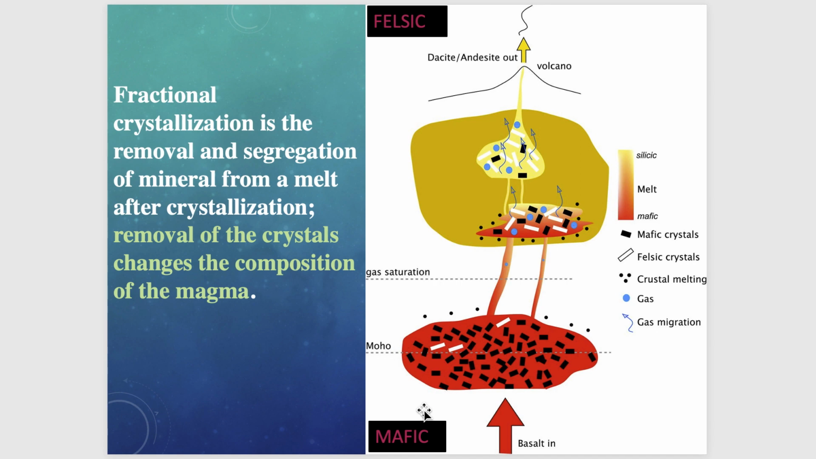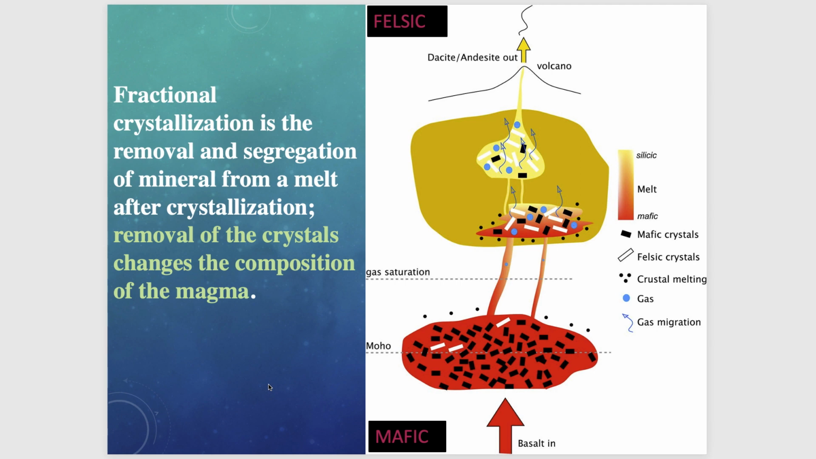So you have to imagine that several magmatic chambers can be stacked on top of each other, and this will result in different intrusive rocks forming depending on the level in the crust in which the magmatic chamber is placed, and also the level of fractionation. So fractional crystallization is the removal and segregation of mineral from a melt after crystallization. Removal of crystals changes the composition of the magma. So these are the key aspects.